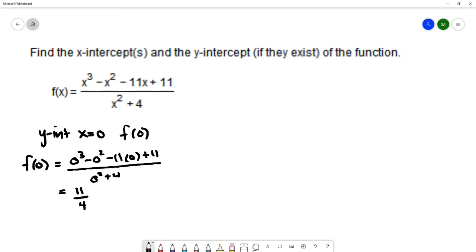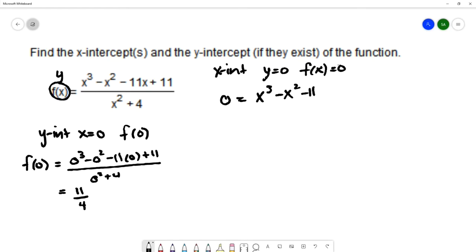Then we want to find our x-intercept. To find an x-intercept, you let y equal 0. And this is written in function notation, and so f of x is used in place of y. So we're going to let f of x equal 0. That gives us the equation 0 equals x cubed minus x squared minus 11x plus 11 over x squared plus 4.